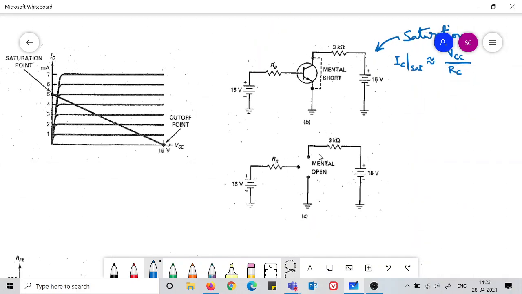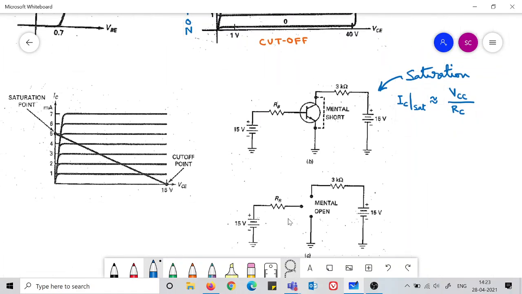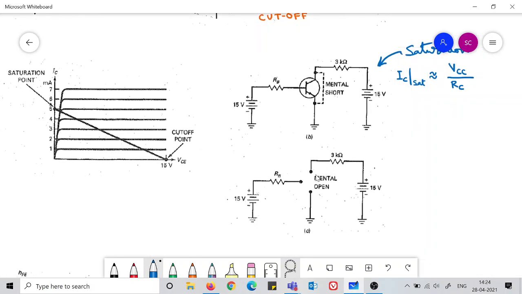What is this other idea? This idea is mental opening. This is when we are working in the cutoff region. When we mentally open it, cutoff means there is no current, it is open, no current in the load side, IC is 0. IC is not basically 0, it is a very small quantity, but for analysis purposes we approximate it to be totally 0.